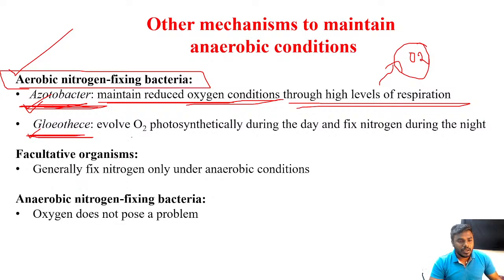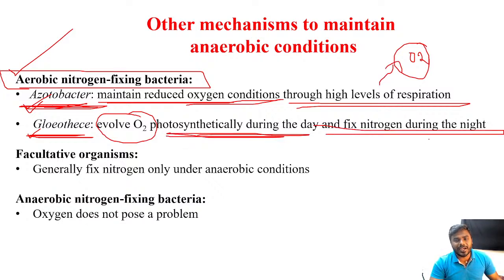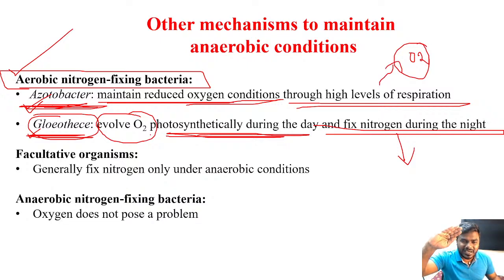Next one, Gloeothece. Don't confuse, friends. What will Gloeothece do? It evolves oxygen photosynthetically during the day and fixes the nitrogen during the night. Because during the night, inside the Gloeothece bacteria, oxygen is not present. Whatever oxygen is present, it will use all the time during the daytime. In the night time, in the Gloeothece bacteria body, oxygen levels are extremely low. As a result, what happens? Gloeothece can fix the nitrogen only during the night time. Do not confuse with that.